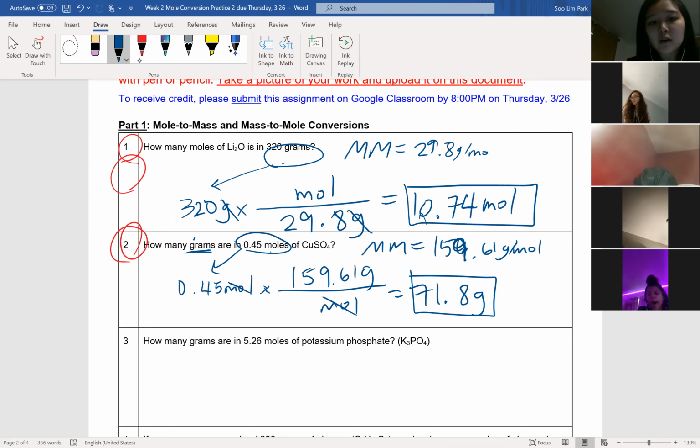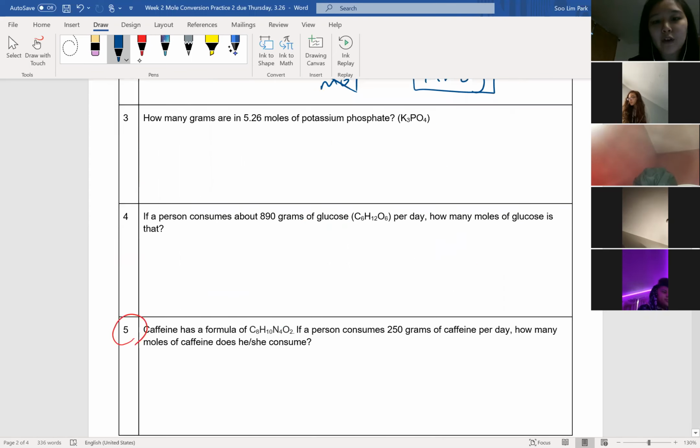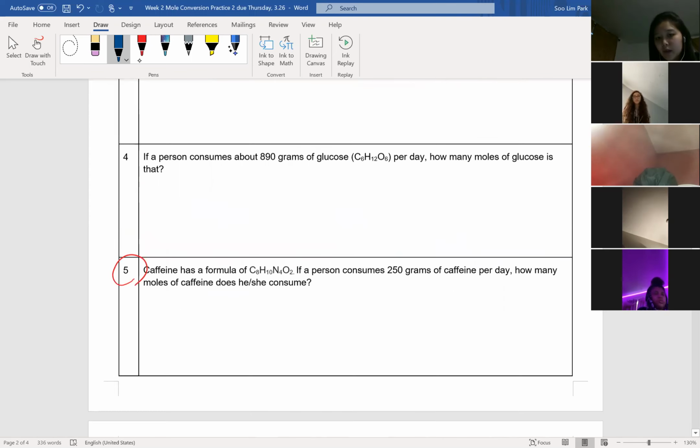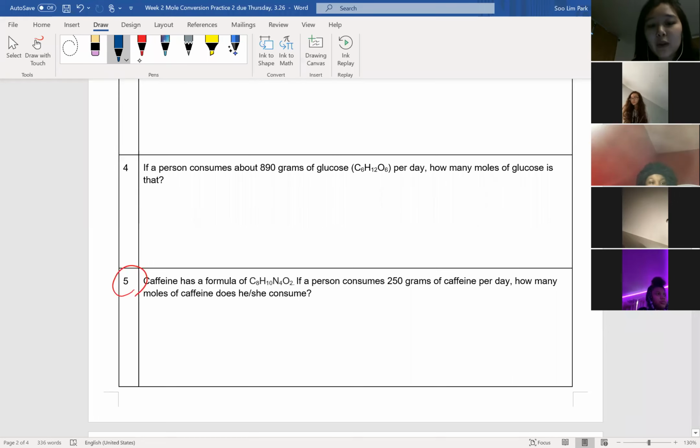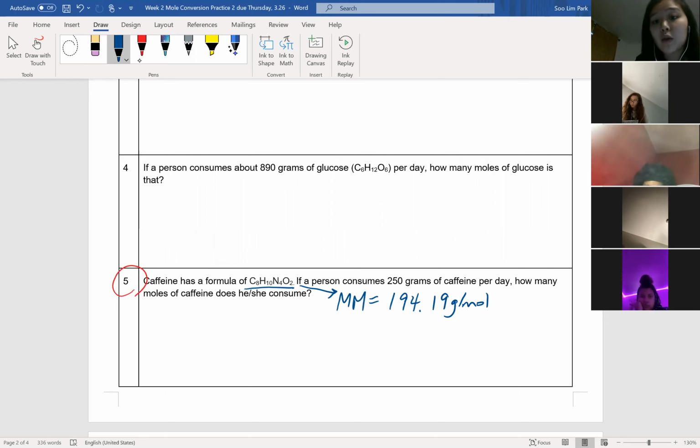All right, so let's look at number 5. So I gave you the formula for caffeine, right? And the molar mass for caffeine is 194.19 grams per mole. If a person consumes 250 grams of caffeine per day, how many moles of caffeine does he or she consume? So we're given grams.